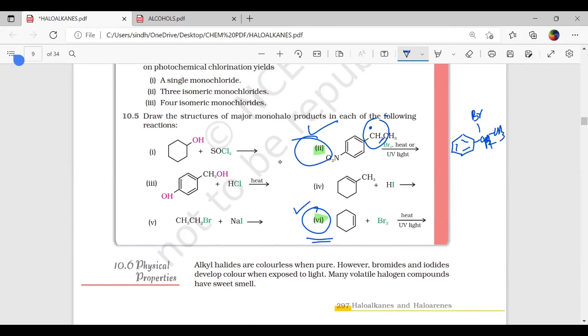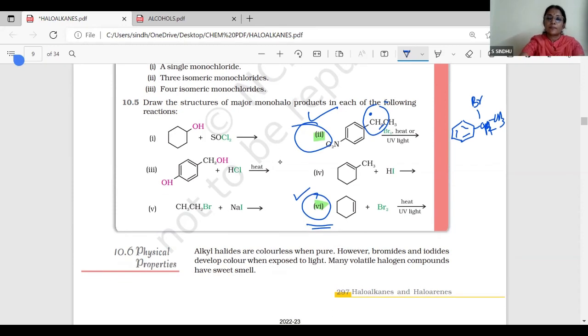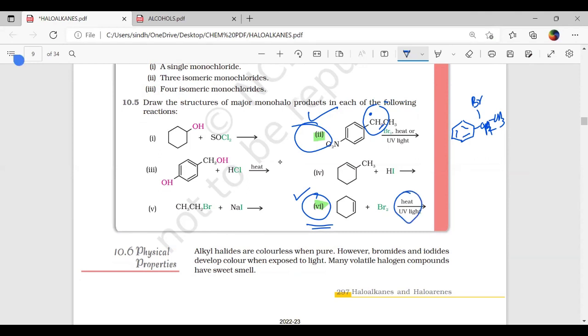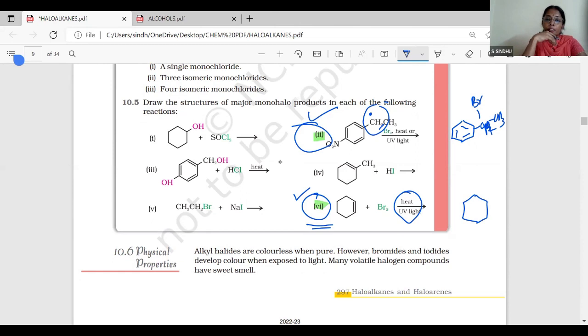What will be the main product? Vicinal dihalides. Is it vicinal dihalide? No, actually, the condition is heat, high temperature. Yes, madam, here also free radical. So what do we get? Dibromo. No, ma'am, not dibromo here.